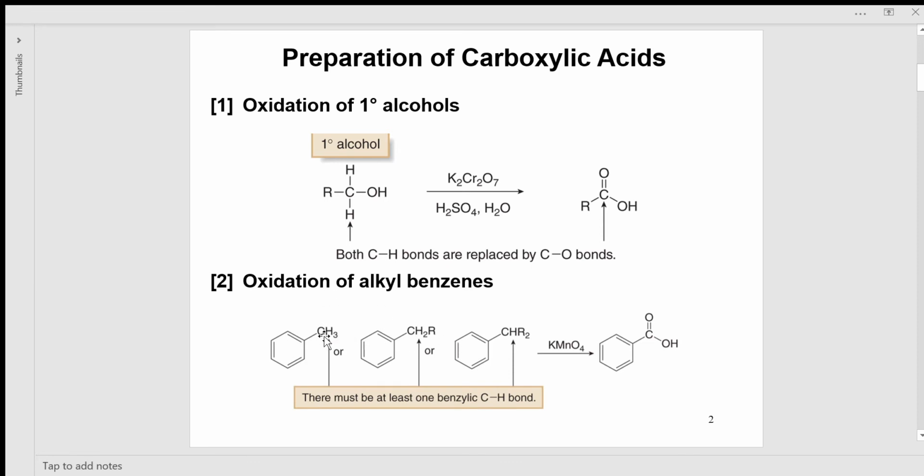Like in this case, we have 3 hydrogens attached to this carbon, and in this case we have 2 hydrogens. We have 1 hydrogen in this case. The oxidative product is actually the same. It's a benzoic acid. So regardless of the variations of the alkyl structure attached to this benzene, if you have at least 1 hydrogen here, the final oxidative product is the same. It's a benzoic acid.